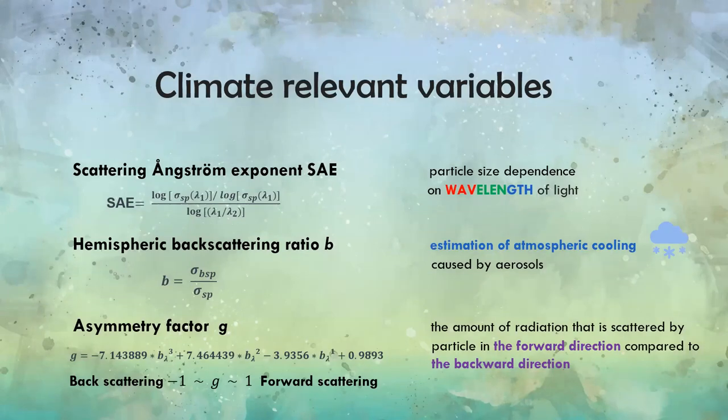So here are these climate-relevant variables. First of all, the scattering Angstrom exponent, which identifies the dependence of particle size on the wavelength of light. So we can estimate the size of particles based on their interaction with the light. And we have the hemispheric backscattering ratio B and the asymmetry factor G. Both of them help us estimate the cooling effect of aerosols. For B, 0 means no backscattering, 1 means complete backscattering, and the asymmetry factor G is more connected to the phase function and ranges from -1 for backscattering to +1 for total forward scattering.